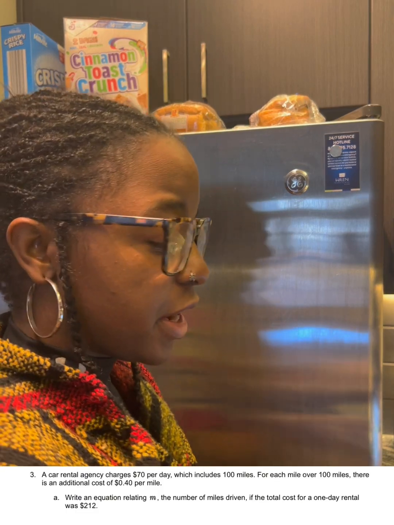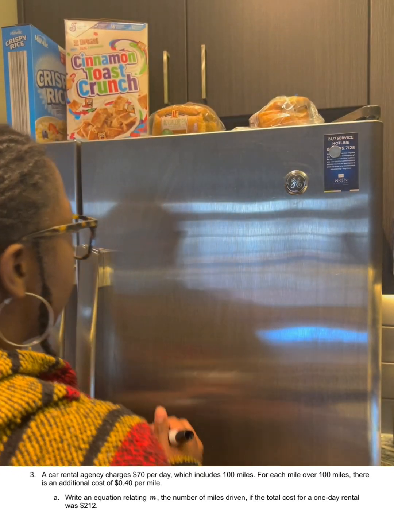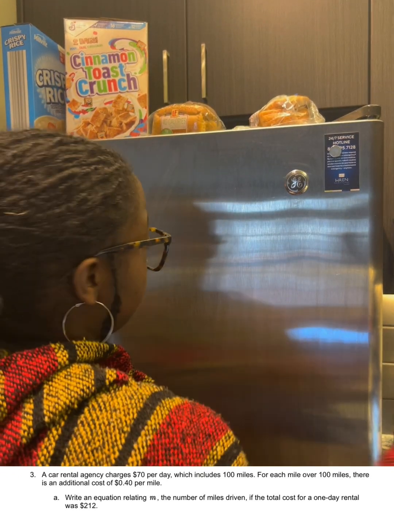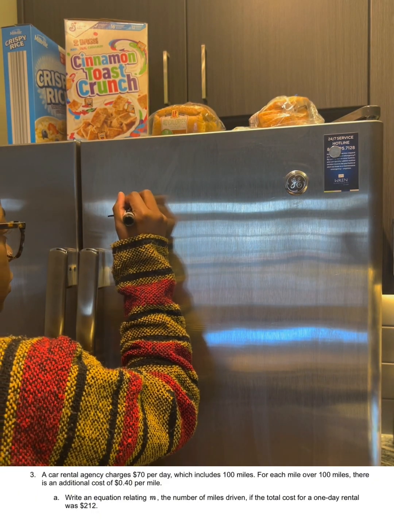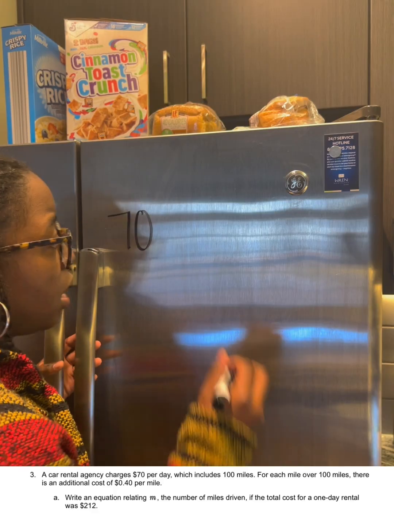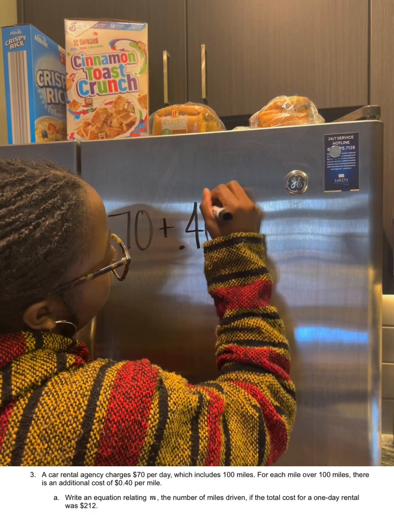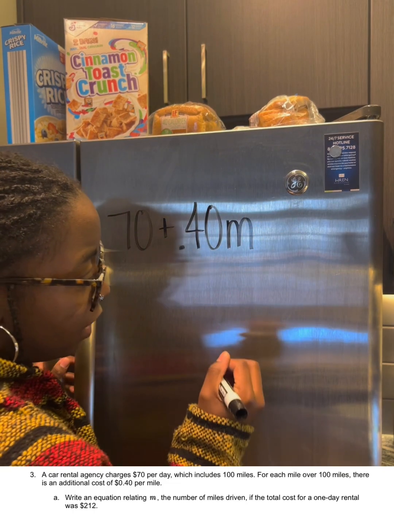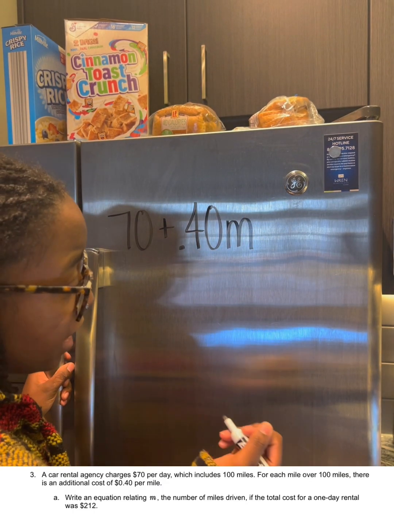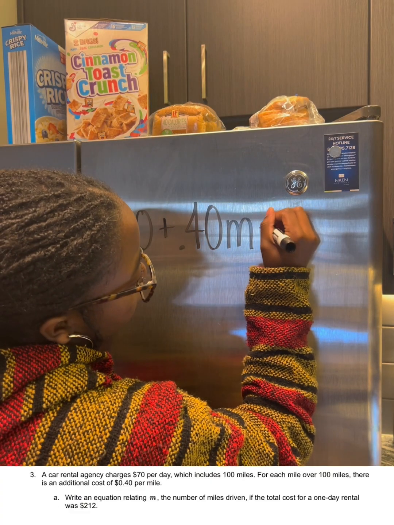So let's just break it down the way we know how to write it. $70 per day. I already told you it's 1 day. 70 times 1 is 70. All right? Then we know that we got to do the additional cost of 40 cents per mile. All right? And then on A, it tells us that the total cost for a 1-day rental was $212.